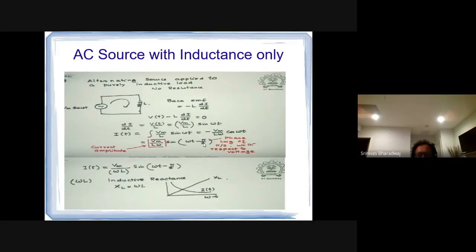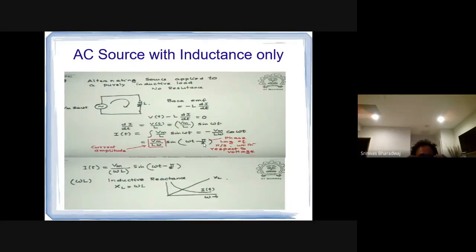And in the case of the capacitor, Q is equal to CV, so dq by dt is equal to C dv by dt, right? In this case, V is equal to L di by dt, okay? Therefore, these are the two differential equations that tell you about these other two elements in the context of an AC source.